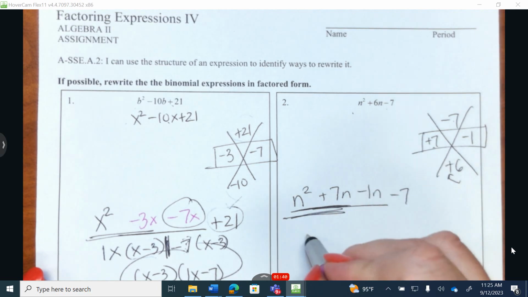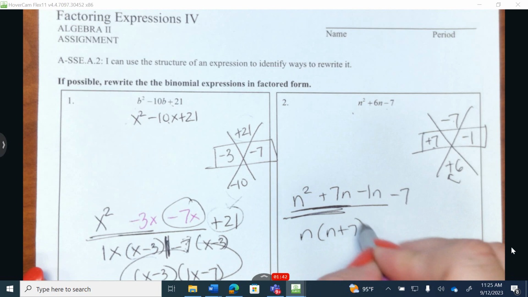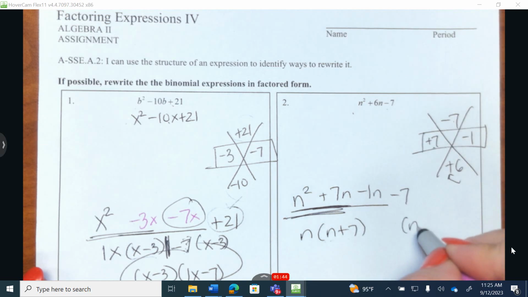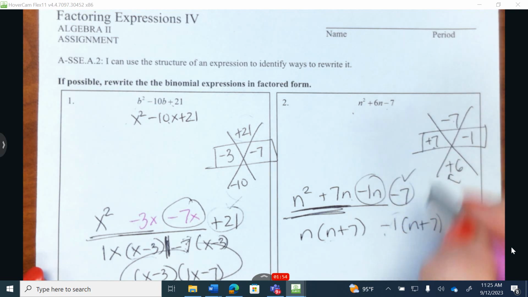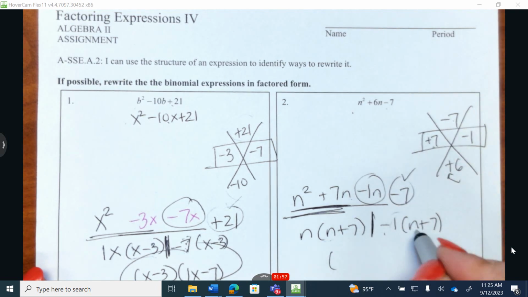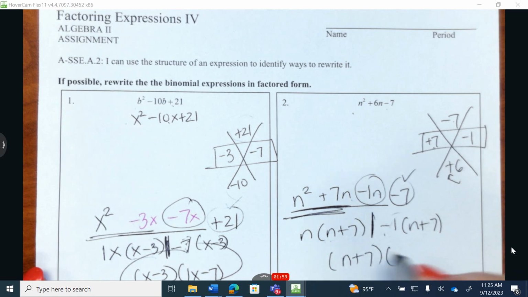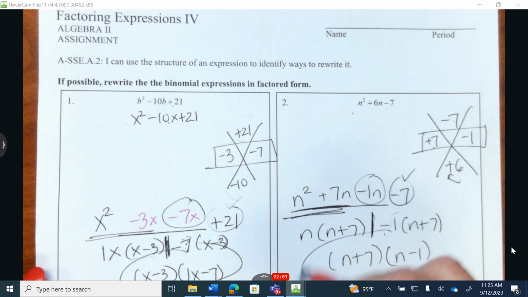What can I factor out of the first two? An n plus 7. I'm going to take this group, write it in back. And what times n gives us a negative 1n? Negative 1. Negative 1n, negative 7. Okay, that works out. They both have an n plus 7. I write it down once. In front of the first is a 1n. In front of the back is a minus 1.